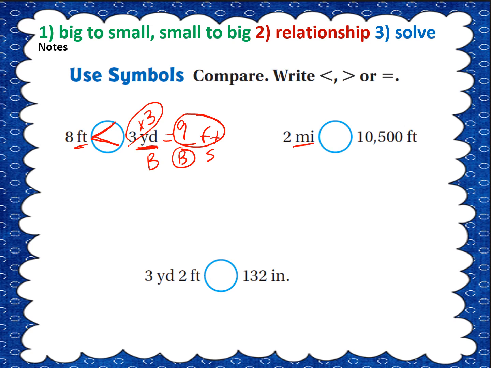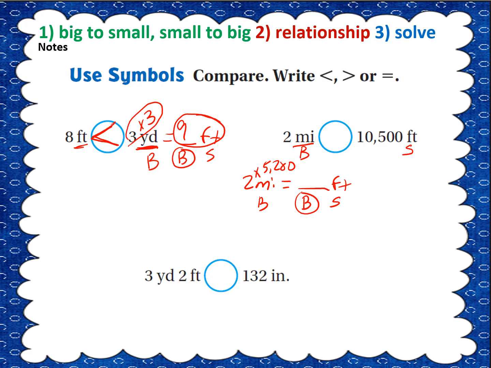And here, miles are big, feet are small. So let's turn 2 miles into feet. So 2 miles equals how many feet? Feet are small, miles are big. I'm looking for a big number. There are 5,280 feet in 1 mile.